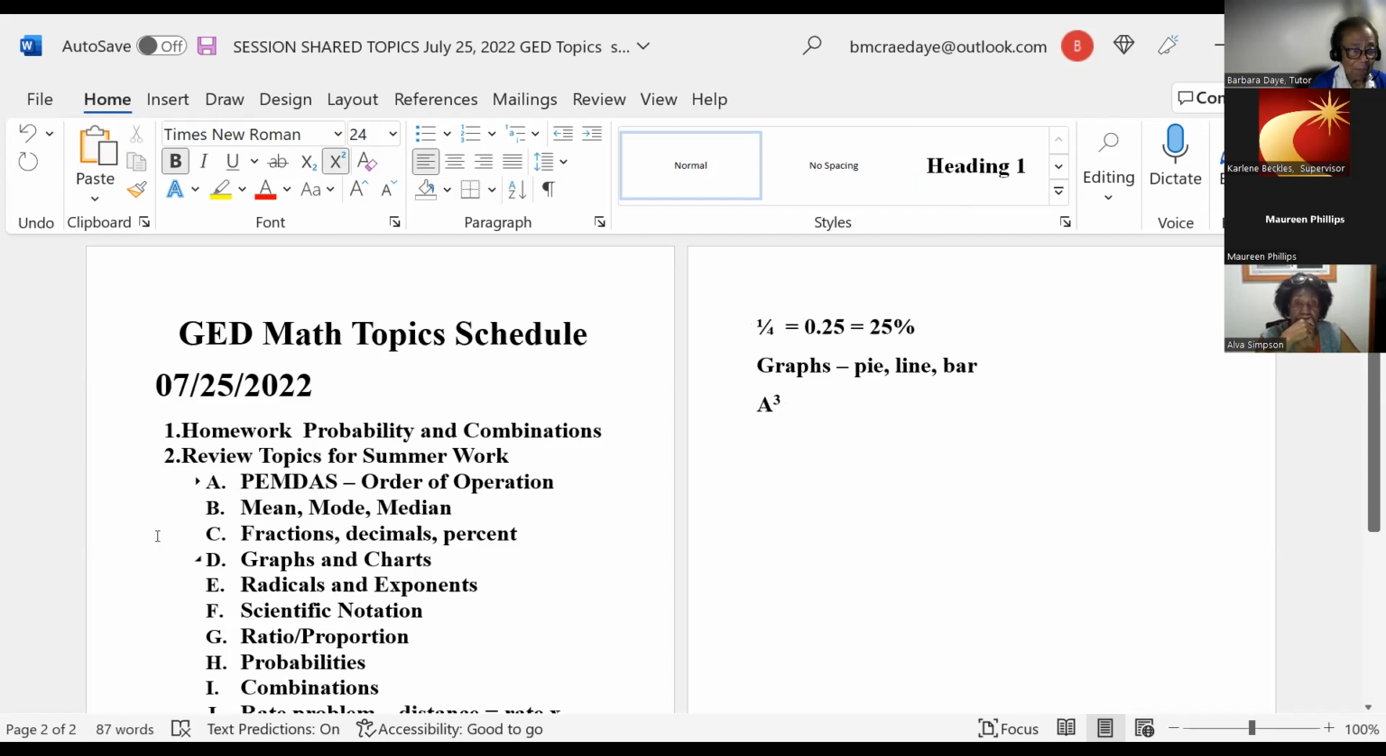So when you said PEMDAS and Alva said parenthesis, exponent, that means if you had exponents in an expression, you'll do that before you do your multiplication and division. And if you had parentheses, you do that even before you do the exponents. But a radical, I don't have the symbol for a radical. So it's the radical symbol.